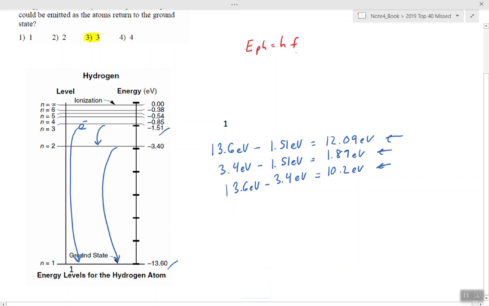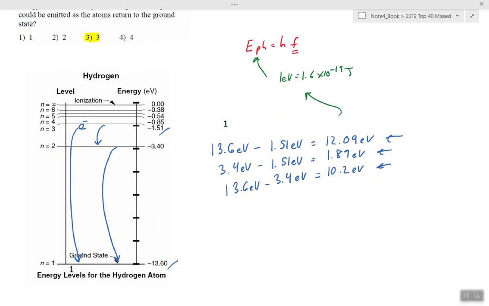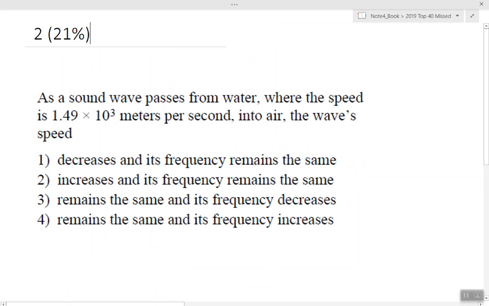Fun fact, if you need to calculate the frequency of these photons, you could use E equals hf. Another fun fact, you can only use that equation if you're using joules, so you'll have to convert electron volts to joules when that time comes. But not this question. Question 2.